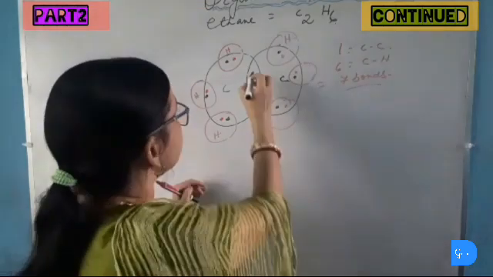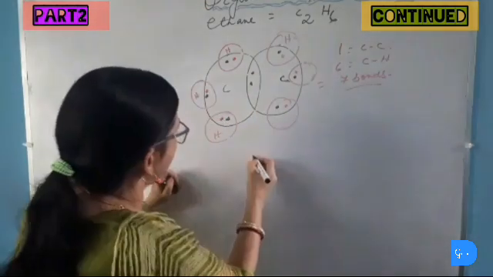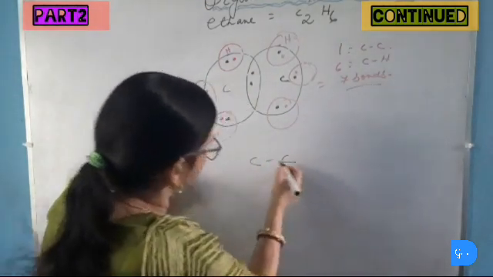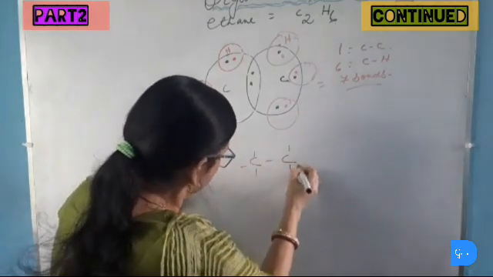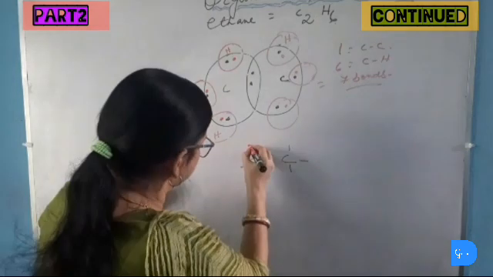Now we will draw the structural formula of ethane. The structural formula will be C, C with a single bond, and each carbon atom combines with 3 hydrogen atoms.